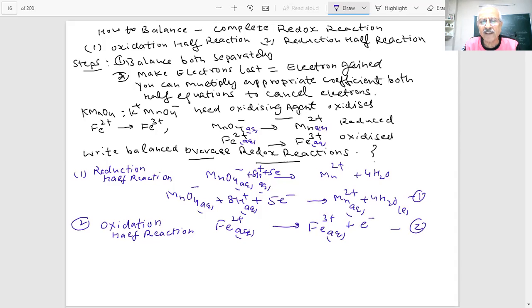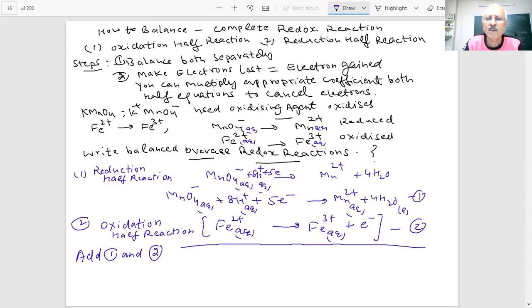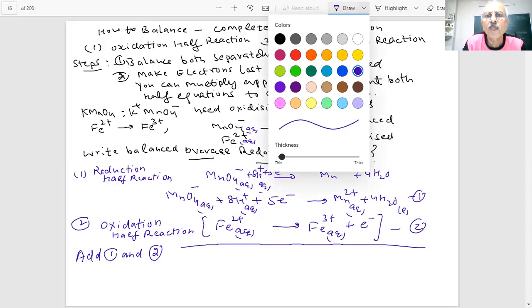What is the final step? The number of electrons lost by one must be equal to the number of electrons gained by the other. How many are there? 5. Here 1. So how will I make these electrons equal? How much should I multiply? And then I will add 1 and 2. Tell me how much should I multiply this equation so that electrons are cancelled?